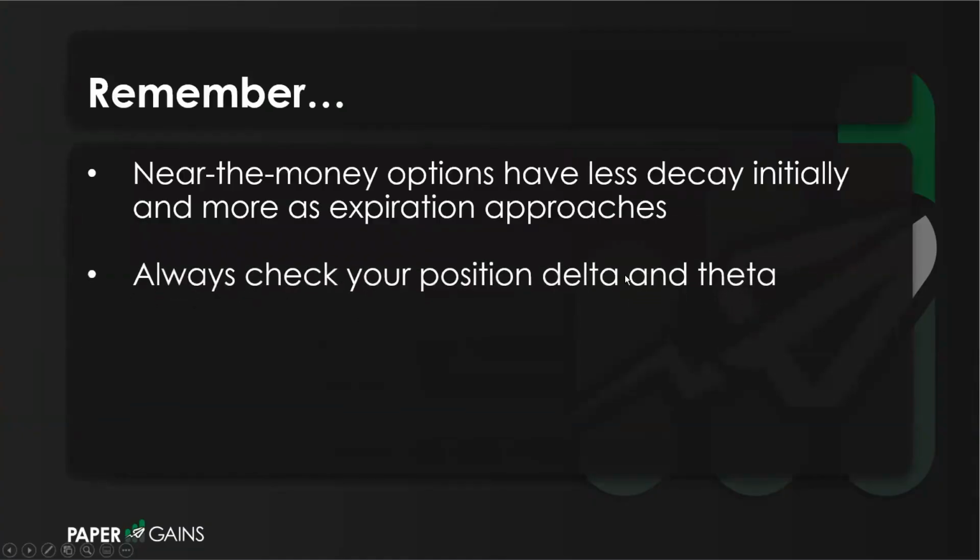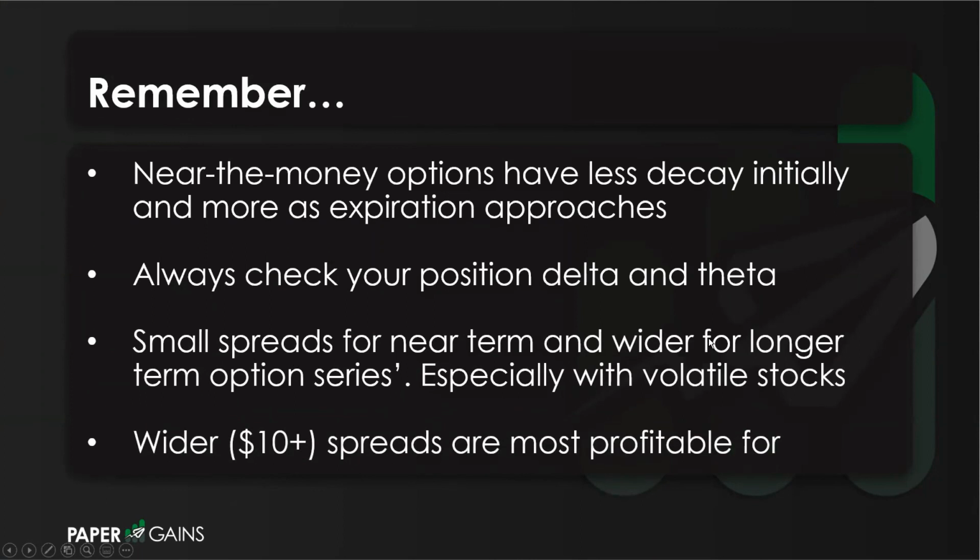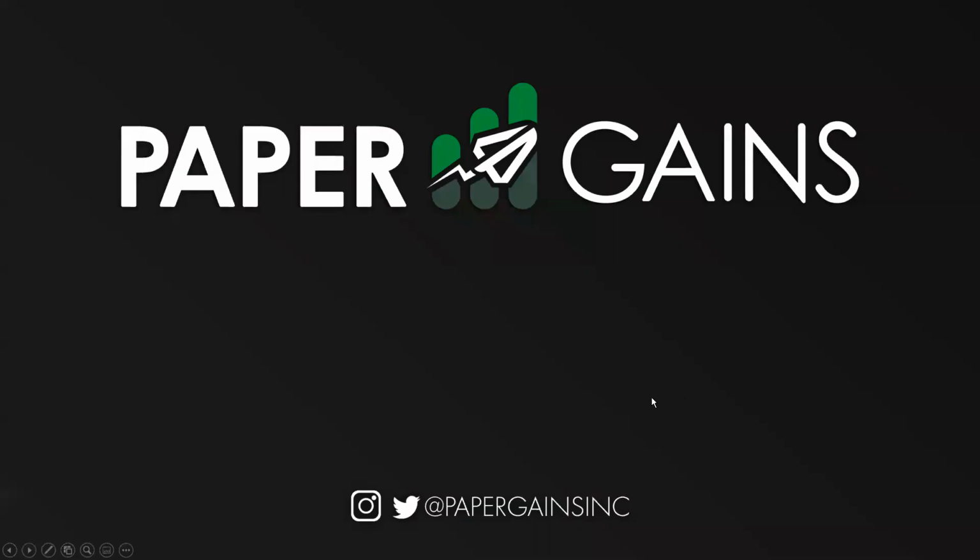Okay. So check the position, delta and theta. We just did it in the monitor tab or the analyzer tab. Small spreads for shorter dated options. Anything further out, wider is better. So that spread we just looked at was $10 wide for about 2 weeks. It's right in the sweet spot. Anything further than 2 weeks out, probably want to go a little bit wider. And if it's less than 2 weeks, $5 is a really good happy medium where you can get something that hopefully will close completely in the money. That's your best case scenario.